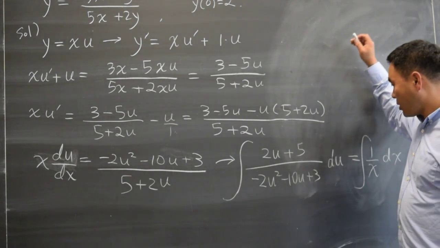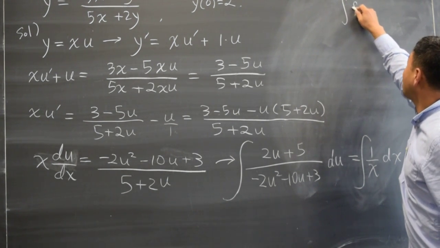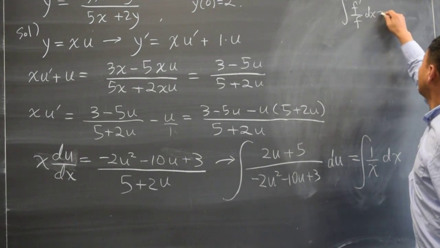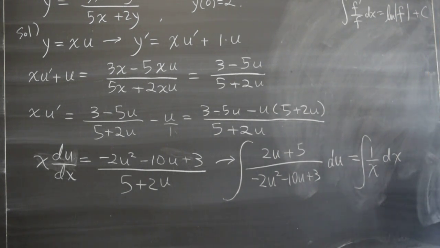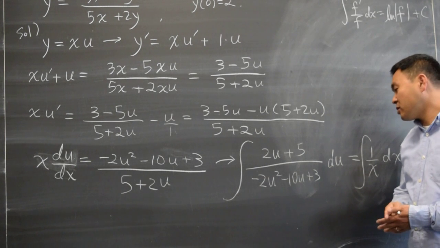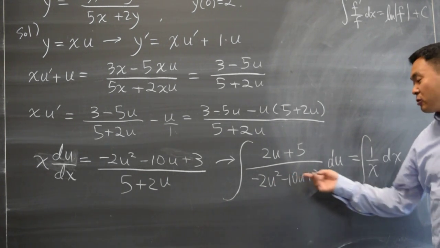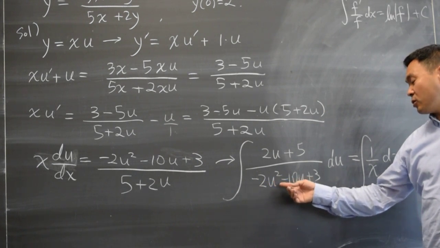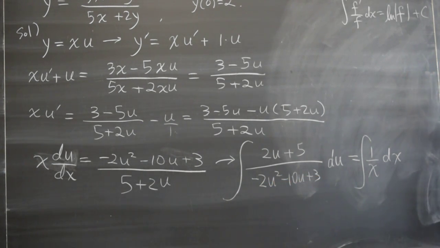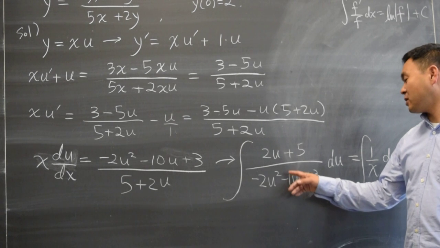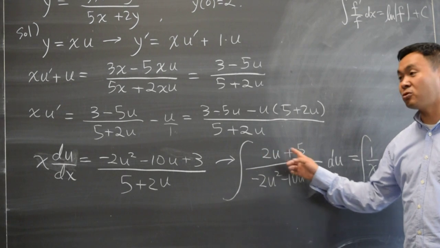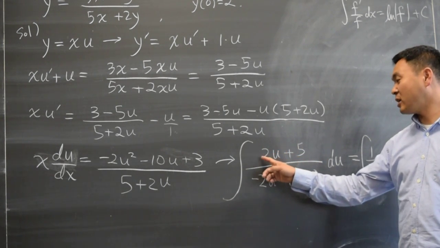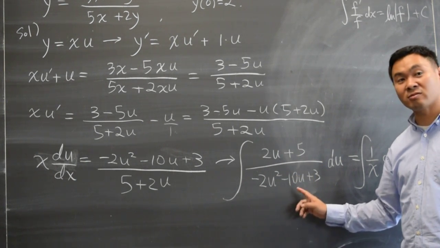Now I've been talking about this handy formula which says the integral of f prime over f dx is ln of the denominator plus c. And let's just hope that it does work in this case. So if you differentiate this, what do you get? You get negative 4u minus 10. Initially, it looks like negative 4u minus 10 doesn't do much, but if you multiply negative 2 to the top, this top also becomes negative 4u minus 10, which is exactly the derivative of this, right?